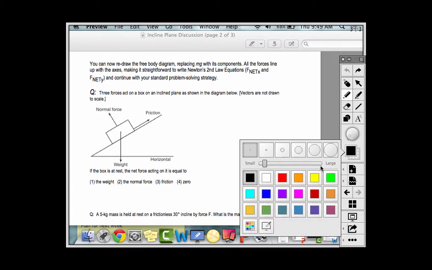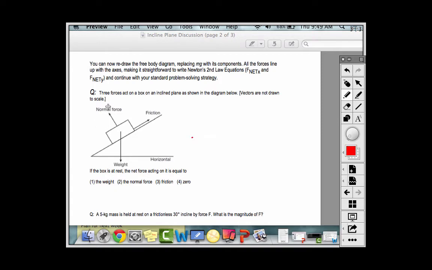The reason why we do this is, let me get a different color. If I make this my y-axis and this my x-axis, notice the normal force, the force of friction, and if I had an applied force, say to the left or the right, all line up with the x and y axis. Why is that important? I don't need to break them into components anymore. I'm not a big fan of breaking vectors into components, and I'd rather not do that piece of math if I don't have to.